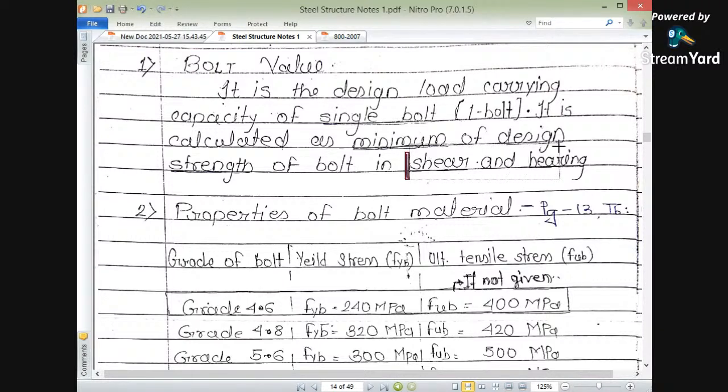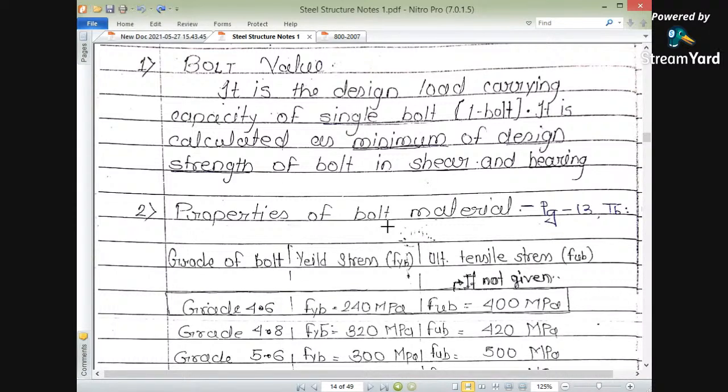We have to find out this bolt value: the shear value, and the bearing value of the plate as well as the bolts. So first we have to find out the shear value, and then the bearing value. These are given in the IS codes. While finding out the bolt value, we have to find out the shear and bearing strength of the plates and bolts. These are mentioned in the IS code. I will show you the IS code also.